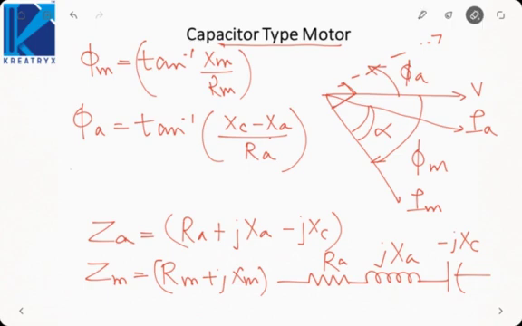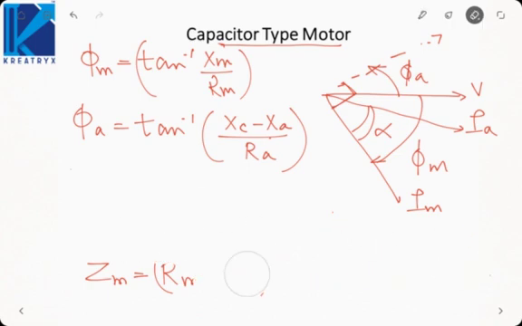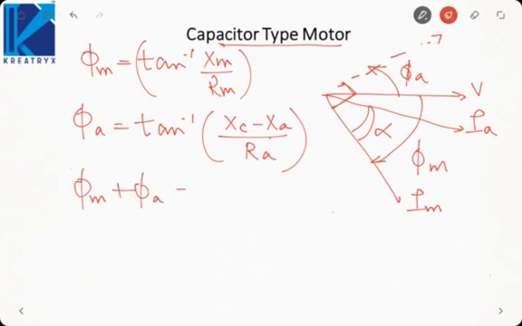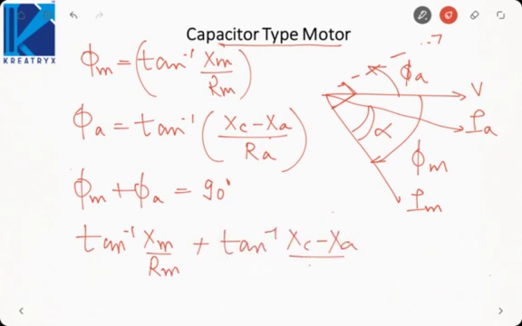Now from the figure what I can say is, the sum of both the angles will be 90 degree. That means phi m plus phi a will be 90 degree. So tan inverse Xm by Rm plus tan inverse Xc minus Xa by Ra should be 90. So we can take tan inverse Xm by Rm on the right hand side.